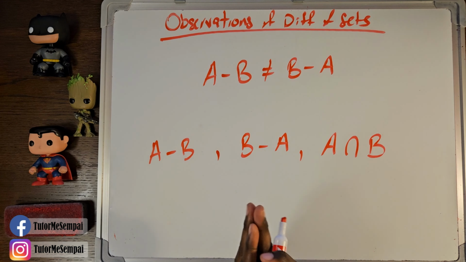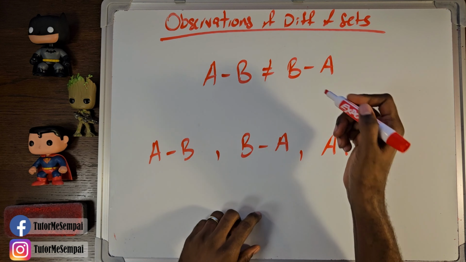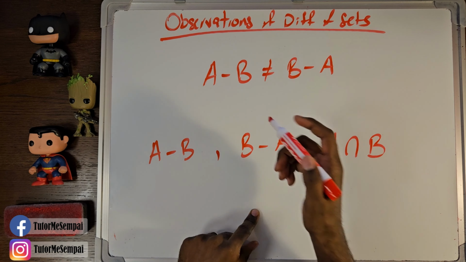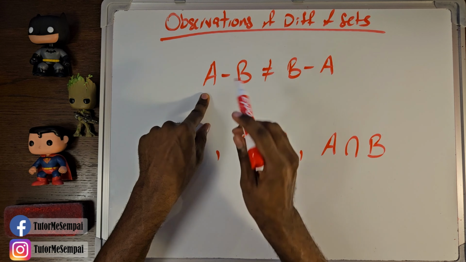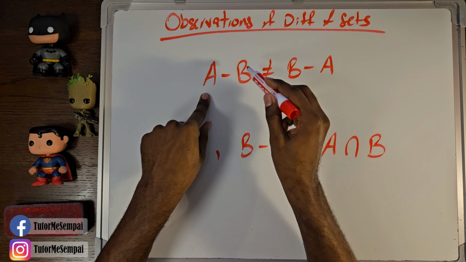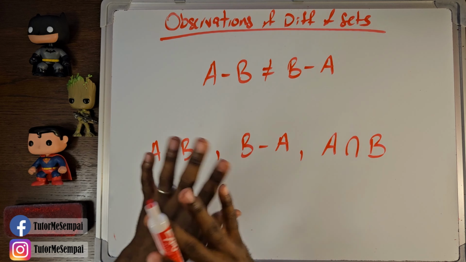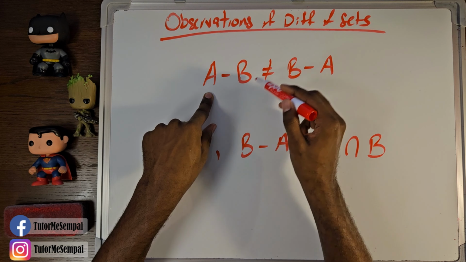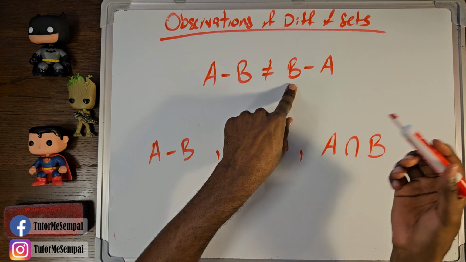So let's look at this very first part. This says A minus B is not going to be equal to B minus A. Now think about what the difference of sets means. A minus B tells us that we want everything that's in A but not in B. So it cannot be in both A and B. Everything in A only that's unique to A. Nothing that has anything to do with B. Now B minus A is going to be the reverse.